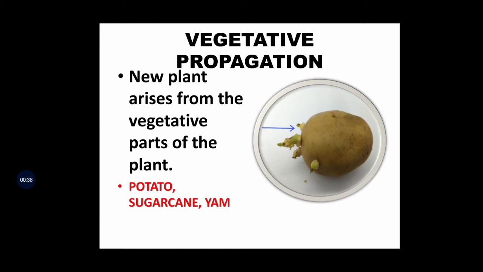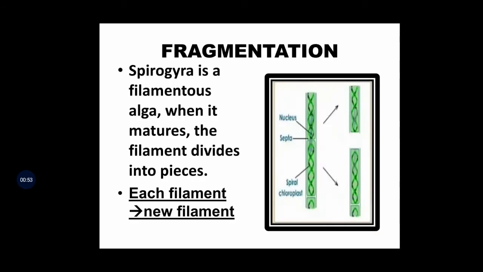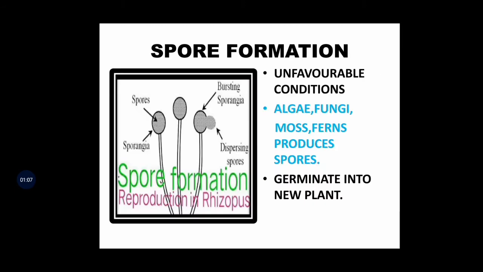Examples: potato, sugarcane, yam. What is called budding? In yeast, a small protuberance or outgrowth gradually grows and detaches from the parent cell. This process is called budding. What is called fragmentation? Spirogyra is a filamentous algae. When it matures, the filament divides into pieces. Each filament can grow into a new filament. This process is called fragmentation.